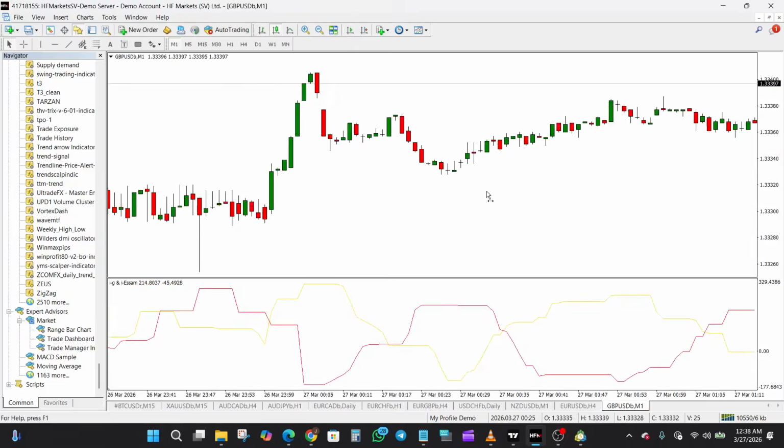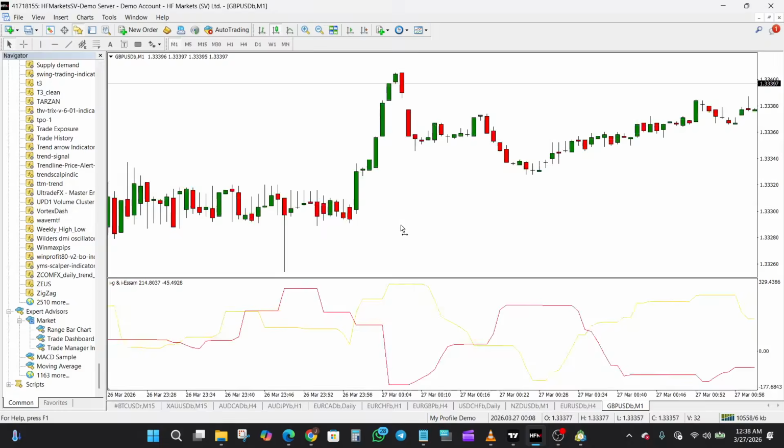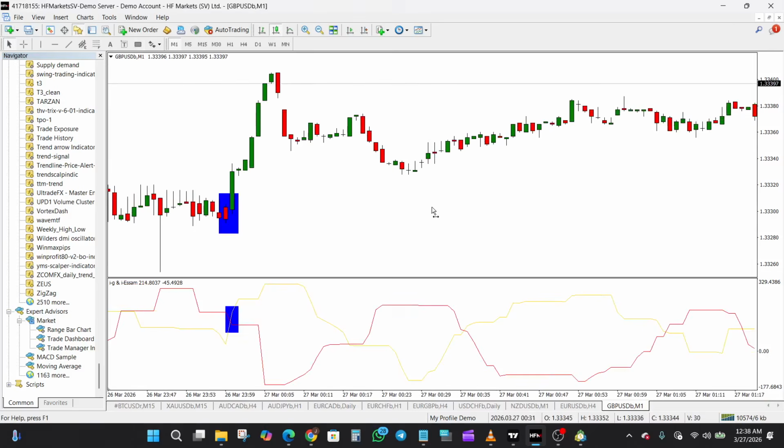For a buy signal, you're going to have the orange line cross above the red line, and for a sell signal, you're going to have the red line cross above the orange line. So we can say in this particular scenario, we had the orange line cross above the red line, and we had a bullish move afterward.